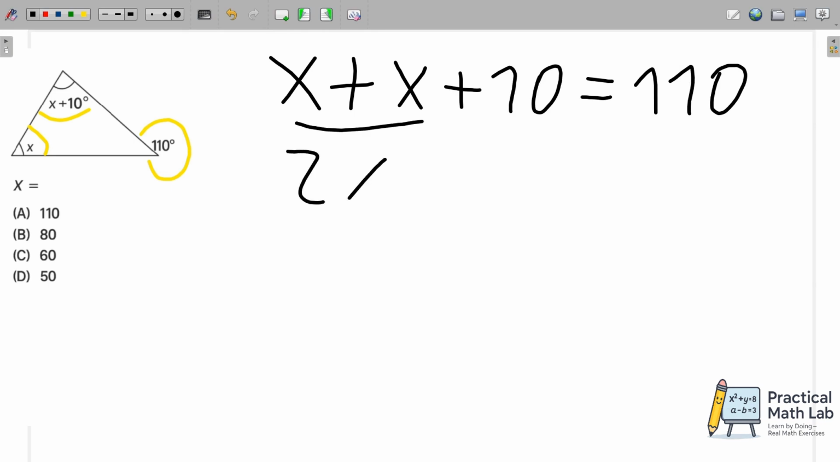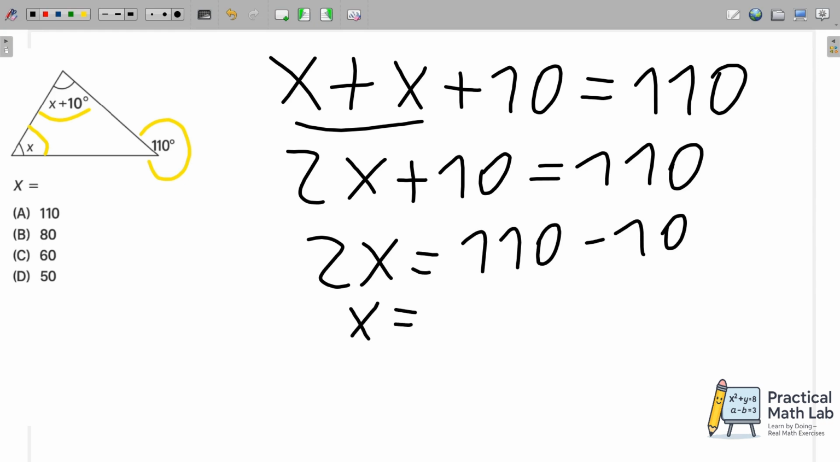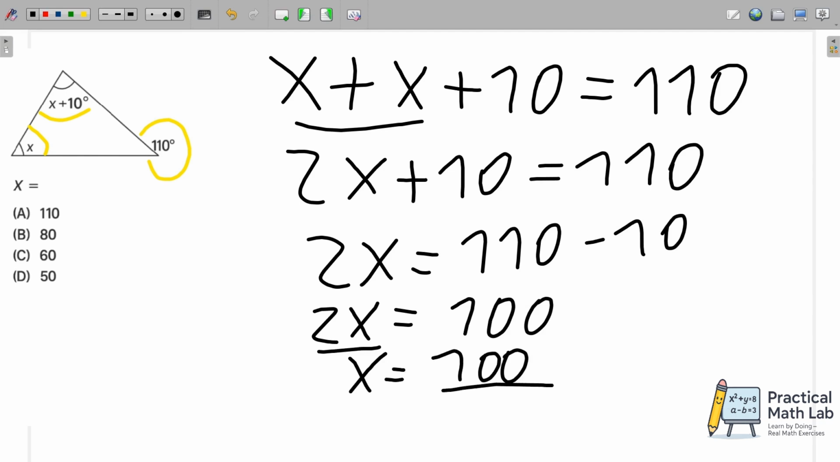So x plus x, that's 2x, plus 10 equals 110. 2x, the 10 is going to the other side, so plus becomes minus equals 110 minus 10. 2x equals 110 minus 10, which is 100. x here is multiplying, so it goes to the other side dividing, which is 100 divided by 2, so we're back to that same calculation.